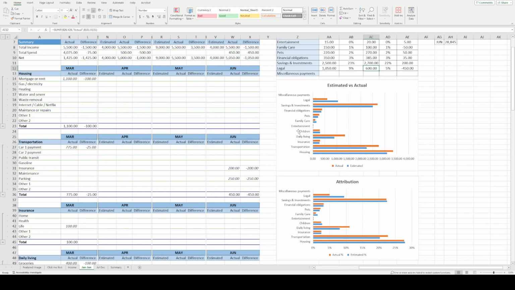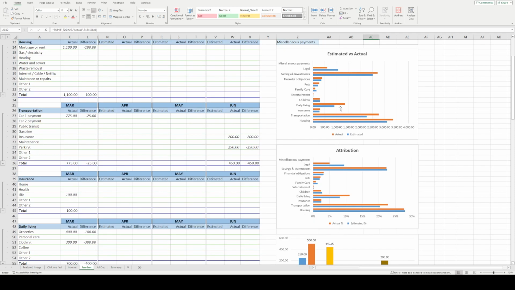That's awesome. And of course, everything is graphed. So this is the estimated versus actual. We know that in legal there is a difference. So actual versus estimated, we overestimated here. Here in the savings and investment, the actual is more. So we've spent more than we actually predicted. And we can follow the same logic down below.